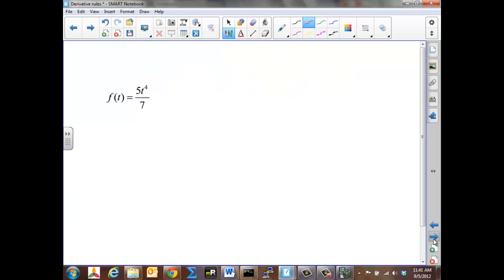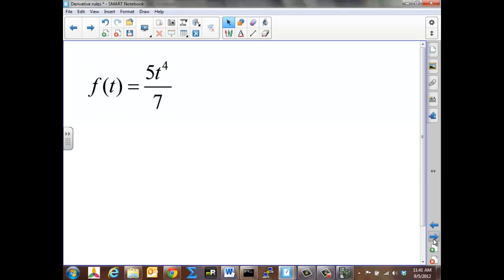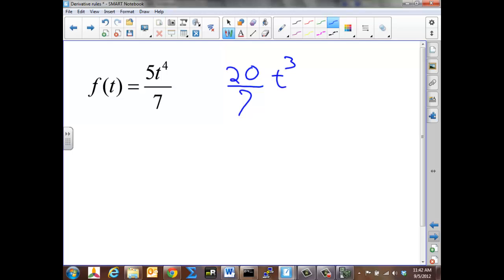Well, I've got several examples here that are going to be similar to one another. See what you can do with that. I'll give you 30 seconds. See what you can come up with for the solution, and then we'll talk about it. T to the what? Cubed. Okay. 20 over 7 t cubed.